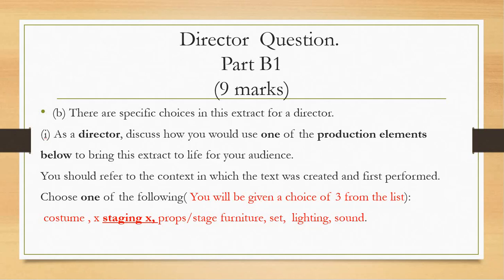So we're asked questions on a director. As a director, discuss how you would use one of the production elements below to bring this extract to life for your audience. You should refer to the context in which the text was created and first performed. Choose one of the following. Now before we look at those, let's look at this question.